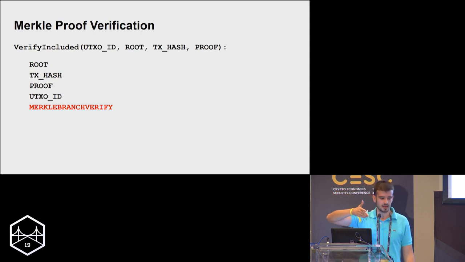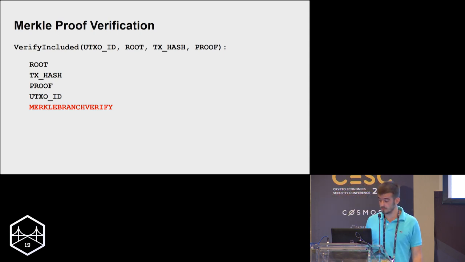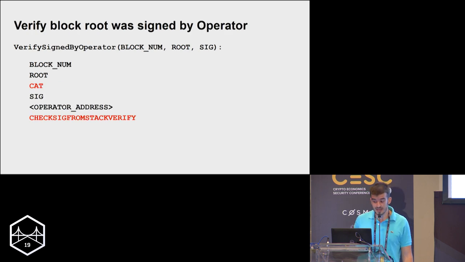But okay, I'm just describing an idea for this. Check sig from stack, which I think everybody in the Bitcoin community that's open to new ideas kind of likes as an idea. It would basically take all the inputs of a transaction, concatenate them, hash them, and check the signature from the operator. If the operator's signature is there, it will return one, and that will get accepted by the state transition.